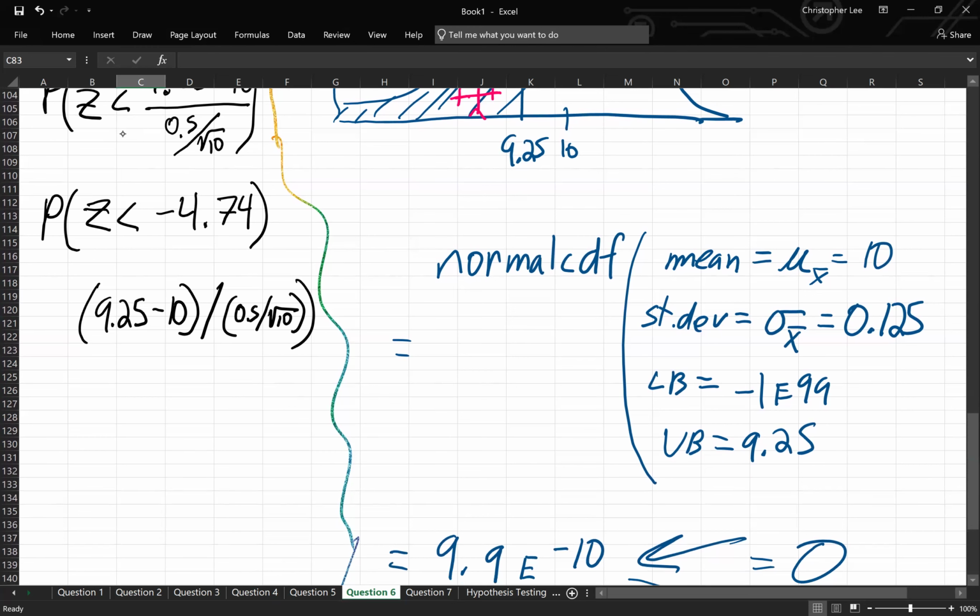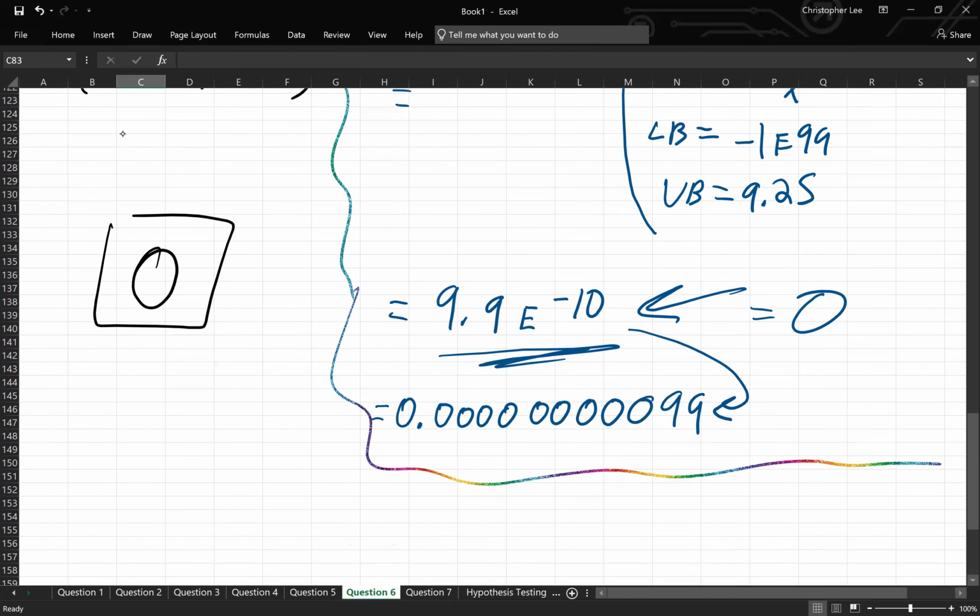Remember when we look in the formula sheet, our numbers stop at 3.49. I'm on the negative side. It's negative 3.49. Our numbers stop, right? But we got negative 4.74. So look at the very bottom. It says for values of Z less than negative 3.49, we use what? We use 0 to approximate it. And guess what? 0 is actually our answer. All right. And that's how we do this.